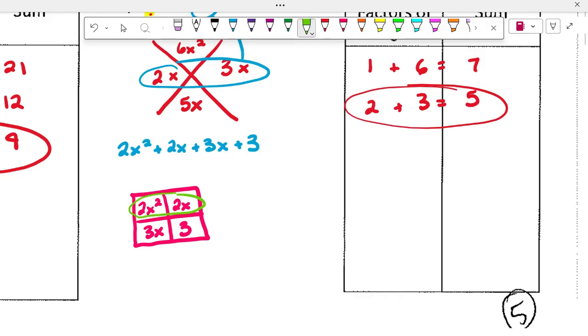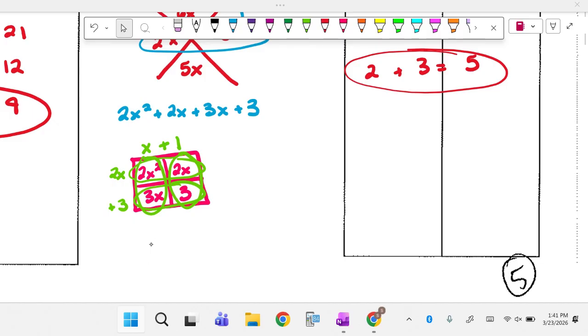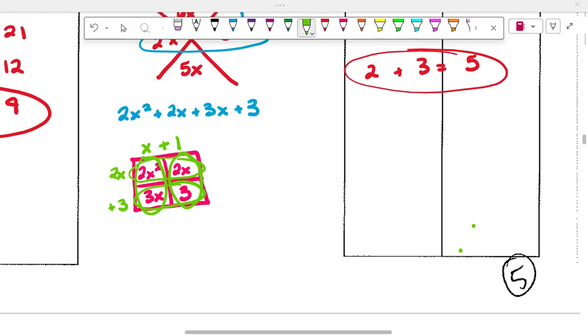So, what's my GCF of the first row? GCF of the second row? 3. GCF of the first column? x. GCF of the second column? 1. Remember, if there's no GCF, you still got to pull out a 1. So, my two factors are 2x plus 3 times x plus 1.